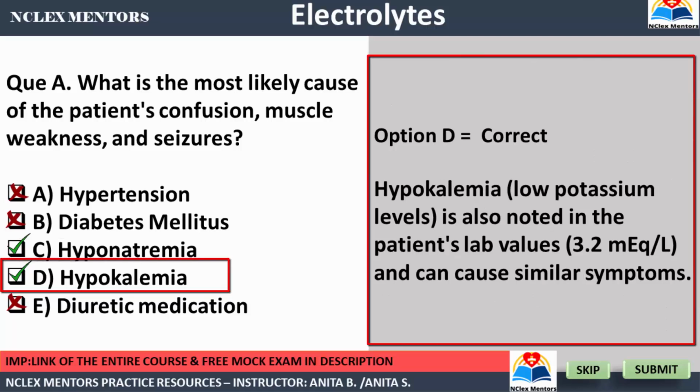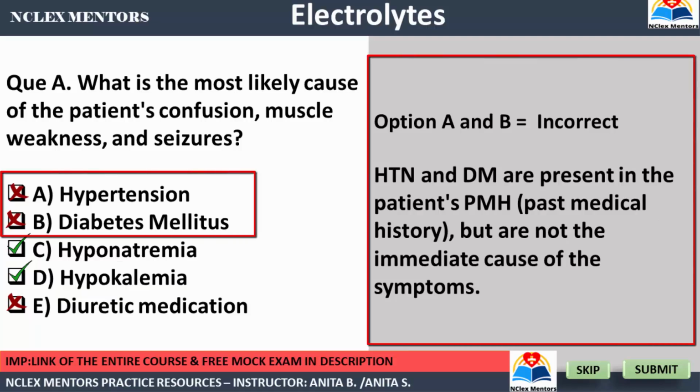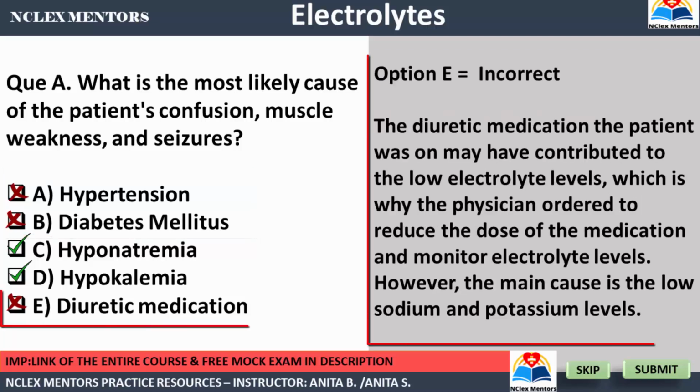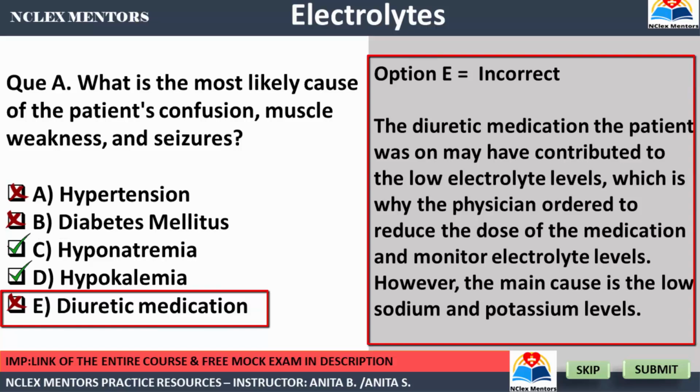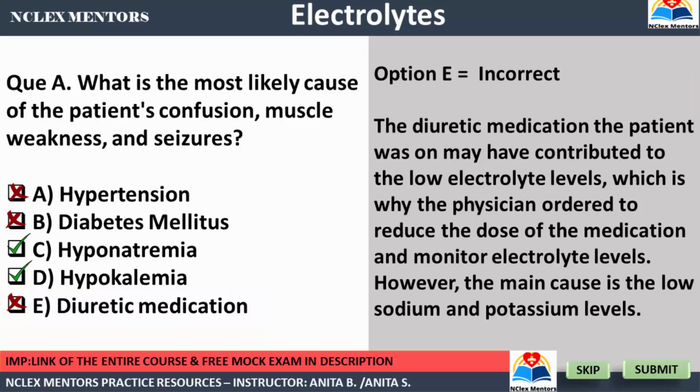Hypokalemia, or low potassium levels, is also noted in the patient's lab values. Here it is 3.2 milliequivalent per liter and can cause similar symptoms. Hypertension and diabetes mellitus are present in the patient's past medical history, but are not the immediate cause of the symptoms. The diuretic medication the patient was on may have contributed to the low electrolyte levels, which is why the physician ordered to reduce the dose of the medication and monitor electrolyte levels. However, the main cause is the low sodium and potassium levels. Let us see another question for more practice.